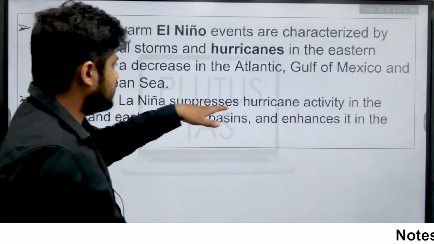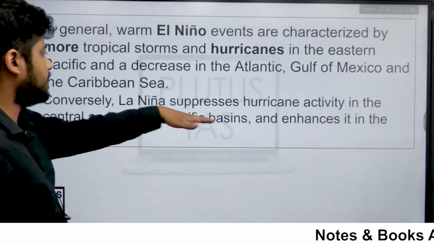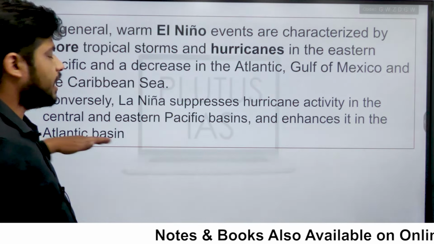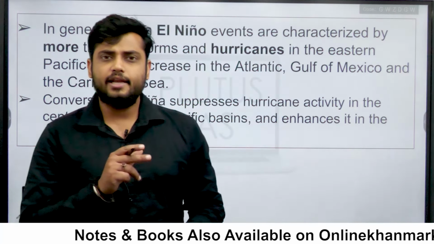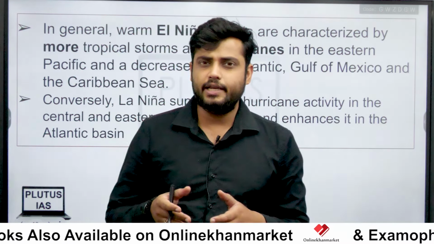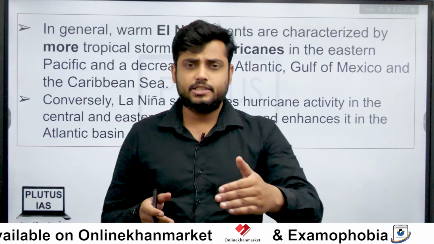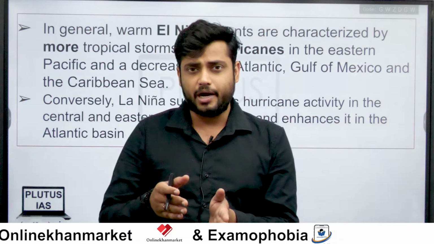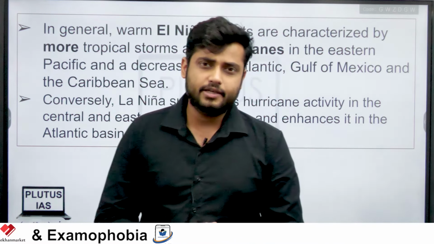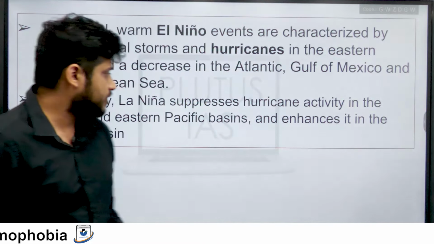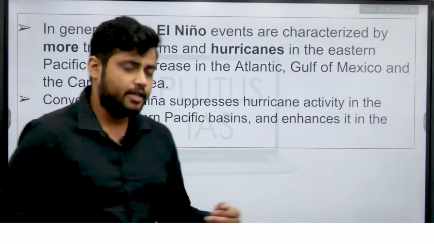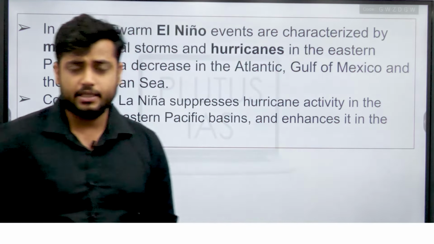So La Nina suppresses the hurricane activity in the central and eastern Pacific basins, and it enhances the intensity of the hurricanes in the Atlantic basin. So during the La Nina year, the frequency of the hurricanes will increase in the Atlantic region, and the frequency of the hurricanes in the Pacific region will decrease. Why? Because the sea surface temperature is decreasing in the central and eastern part. So the frequency of the cyclones is more in the Atlantic region, and less in the Pacific region. And La Nina is positively correlated with the Indian monsoon, and El Nino is negatively correlated with the Indian monsoon.